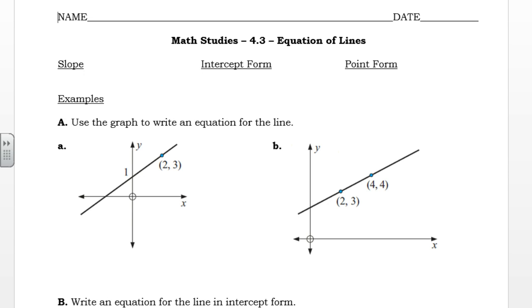This is Math Studies Lesson 4.3, Equations of Lines. The first thing on the sheet is slope. That is the same slope formula from the previous lesson. We're going to be using it again, so just have easy access to it.